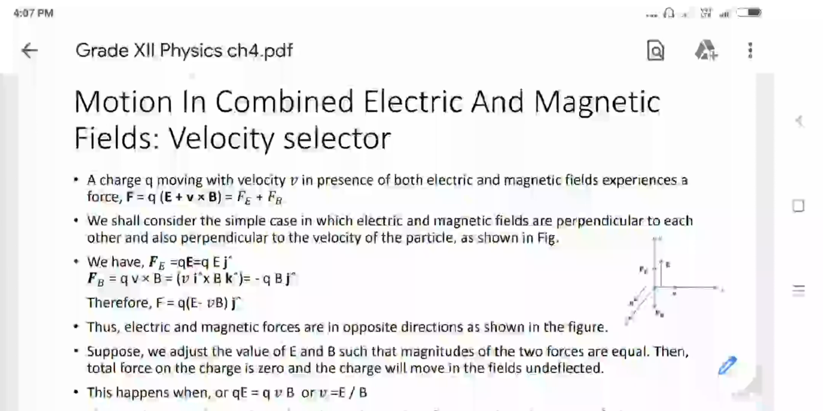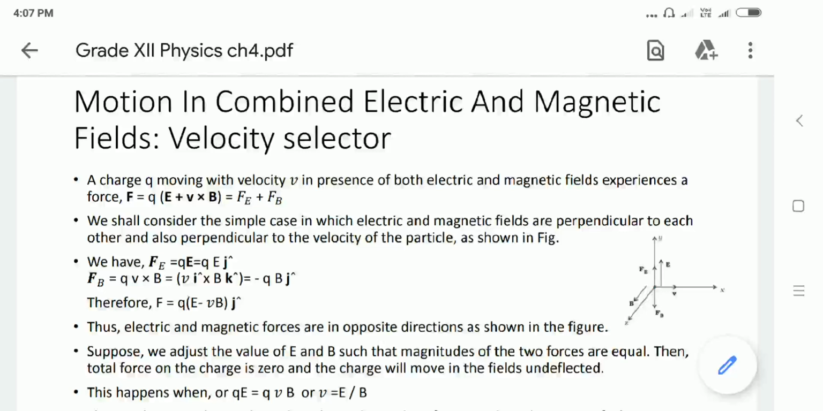Hello students, let us start our new session with the new topic, that is motion in combined electric and magnetic fields with velocity selector. So basically, as we know, over the charge both the fields can be affected. When the charge is static, only the electric field is present, but when the charge is moving, the magnetic field is also available along with the electric field.